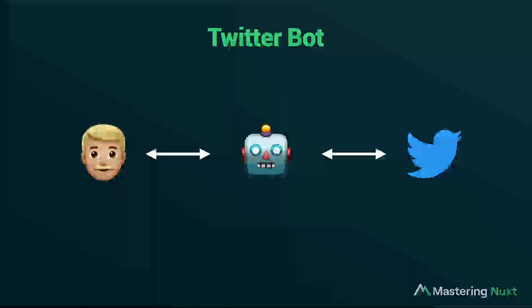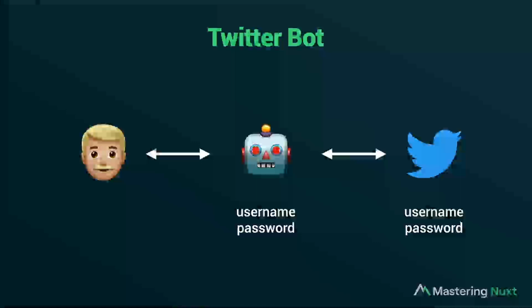In the past, before OAuth, I would have to take my username and password and send it over to the Twitter bot so that the Twitter bot could then use that username and password on Twitter. And now the bot is able to log in to my account and post, like things, retweet, all of that. However, if that bot turns evil, it still has our username and password, which is not a good thing.